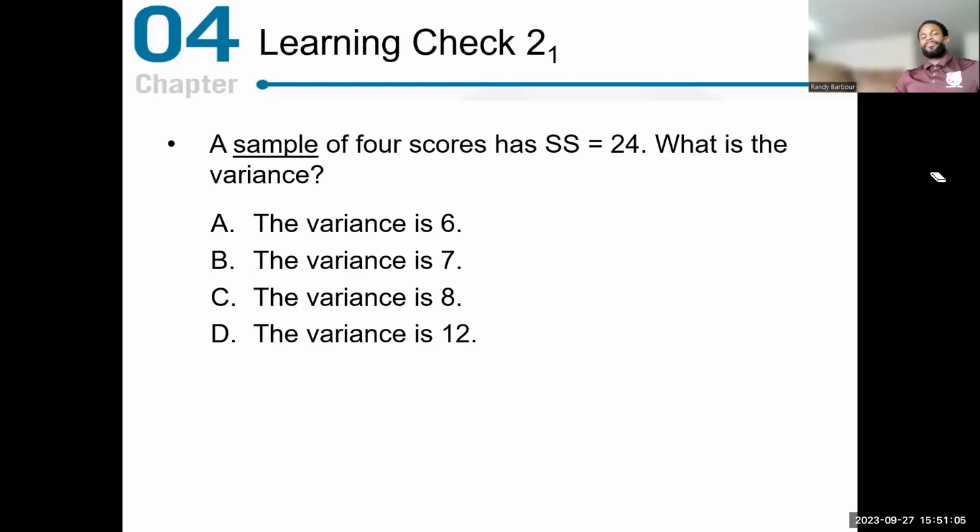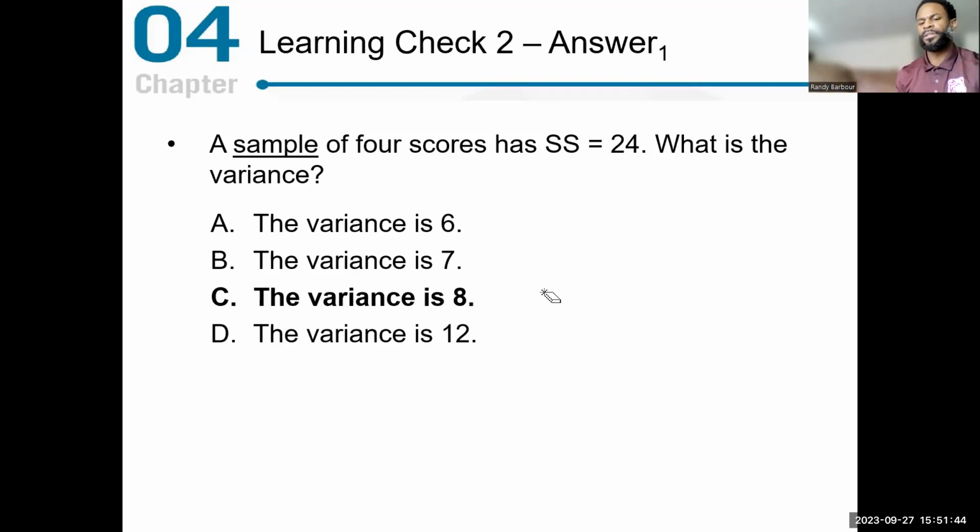Think about it. If the sum of squares is 24 and a sample of 4 scores, so 4 would be the little n, right? But if I'm getting it for a sample, how do I solve the variance for a sample? What's the equation? Isn't it n minus 1? That's it. So you get 3. Oh, yeah, B. Oh, C. It is C. Good. Good, Jada put it in the chat.